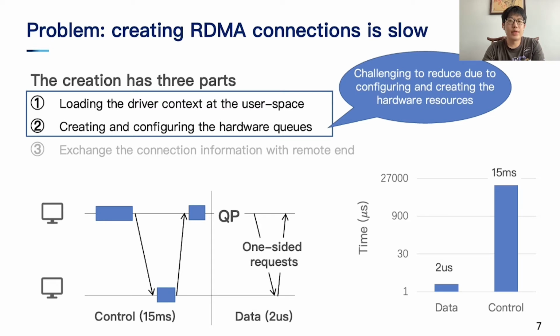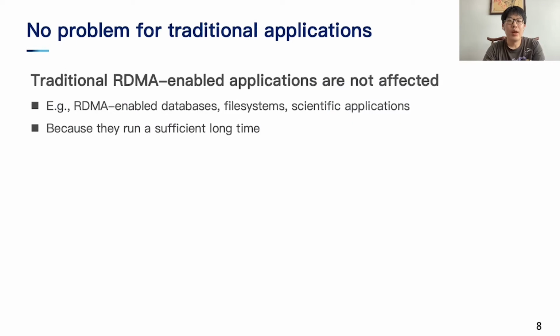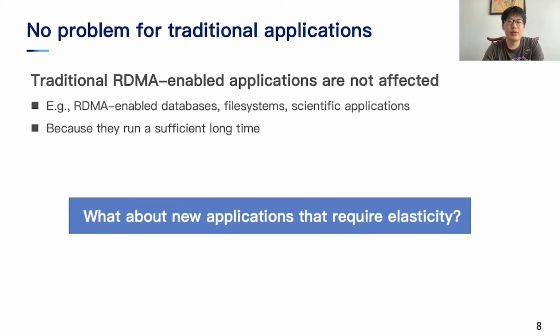However, our analysis reveals that they are difficult to reduce. The time is dominated by creating and configuring hardware resources, for example, creating the hardware queues. One may argue that the control path costs can hardly affect the performance of traditional RDMA-enabled applications, including distributed key-value stores and distributed databases. This is because these applications run for a sufficiently long time, which amortizes the costs of RDMA control paths. Unfortunately, we find the control path costs may still affect new applications, especially those that require elasticity.